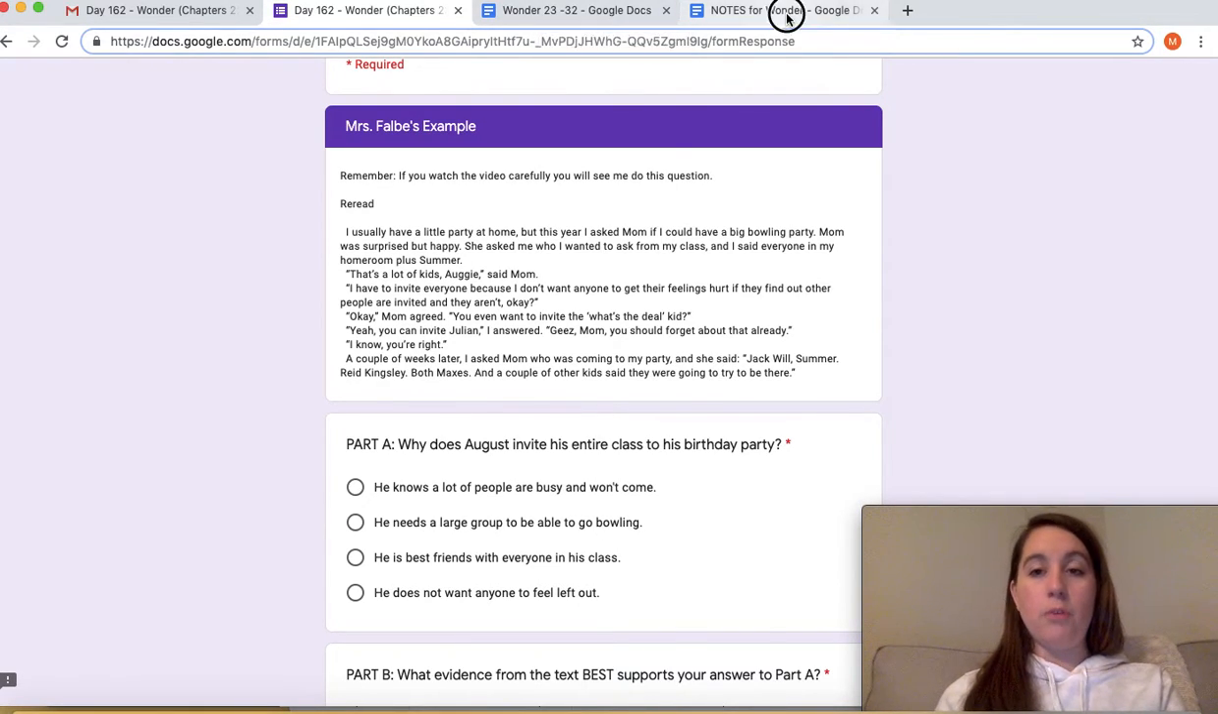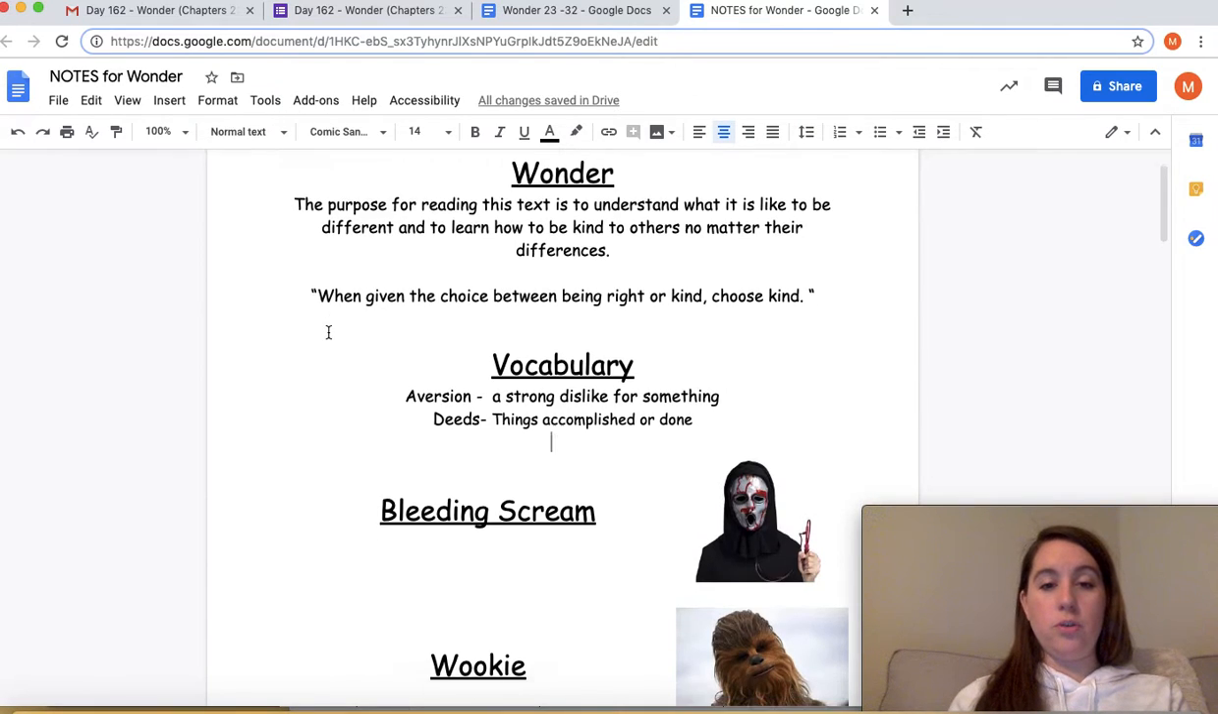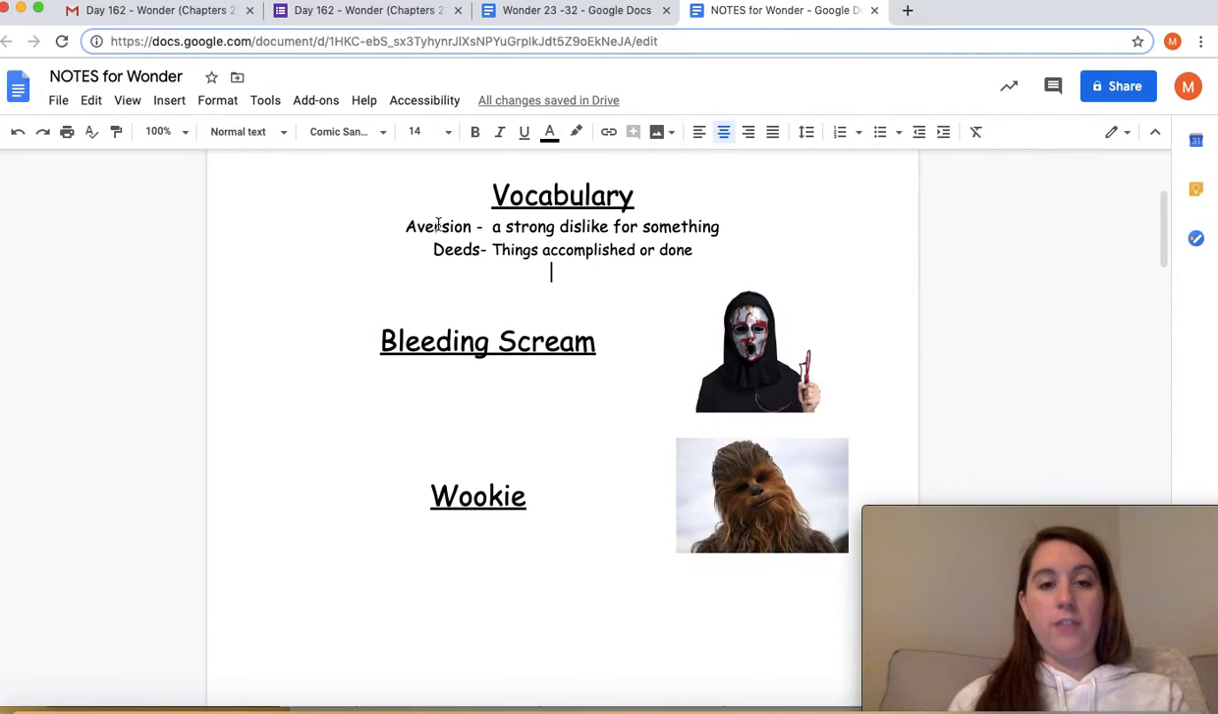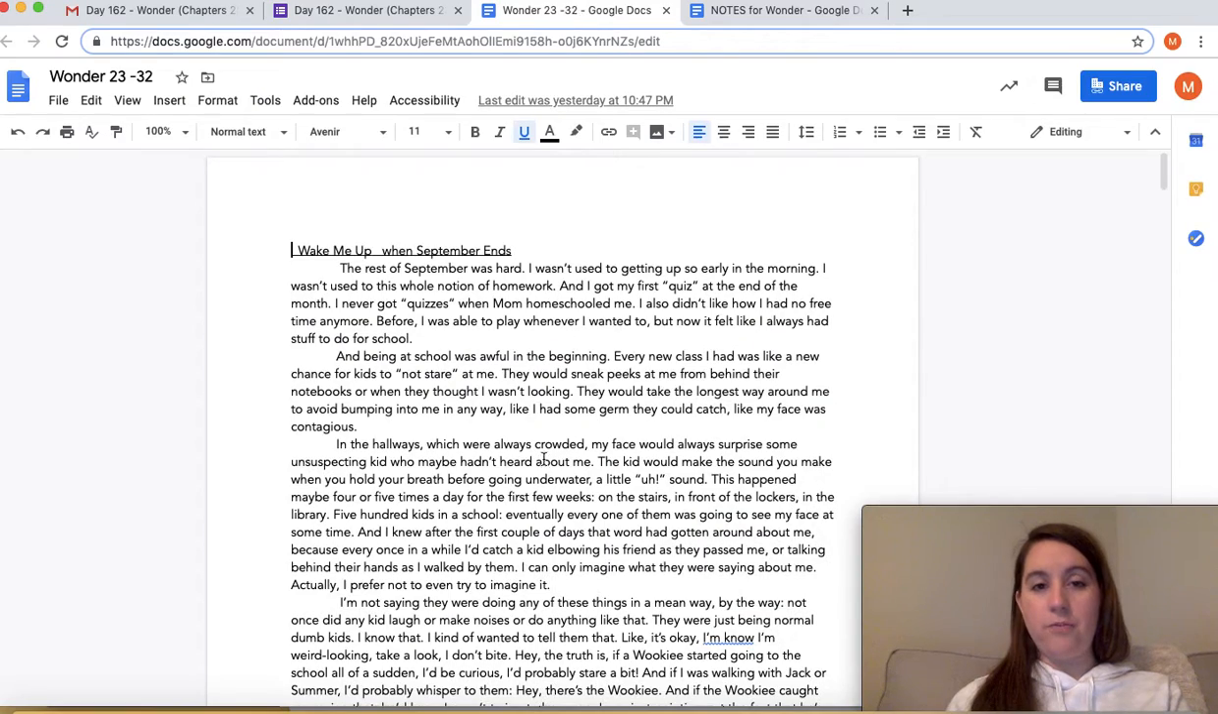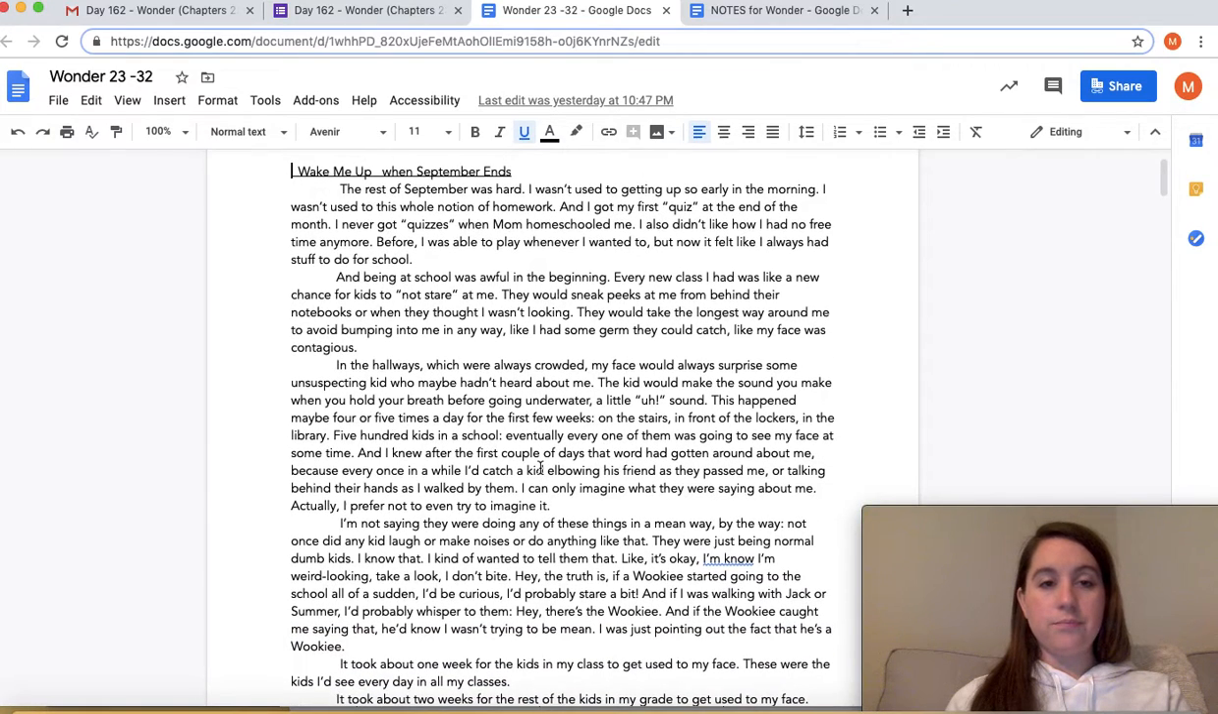Before we get started reading, I want you to look at the vocabulary we have for today. An aversion is a strong dislike for something. Deeds are things that are accomplished or done. Bleeding Scream comes up today when they talk about Halloween. And Wookiee is another Star Wars character that August talks about in the story. All right, without further ado, let's get started.